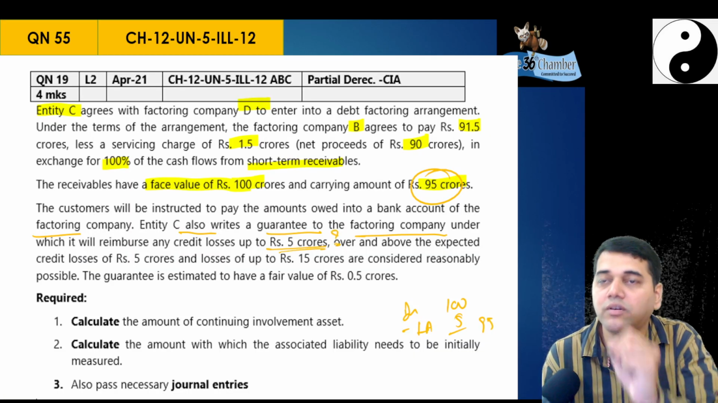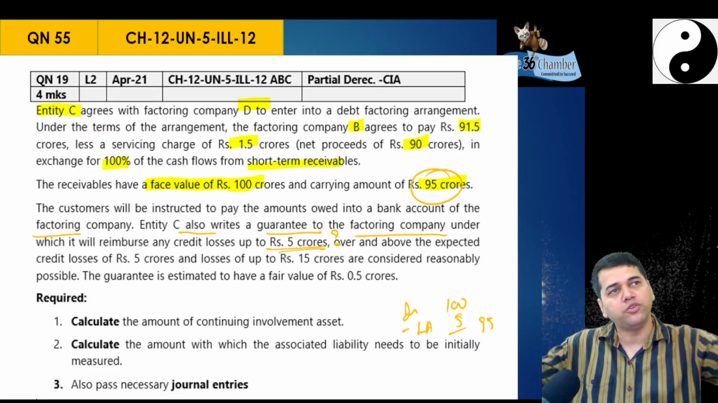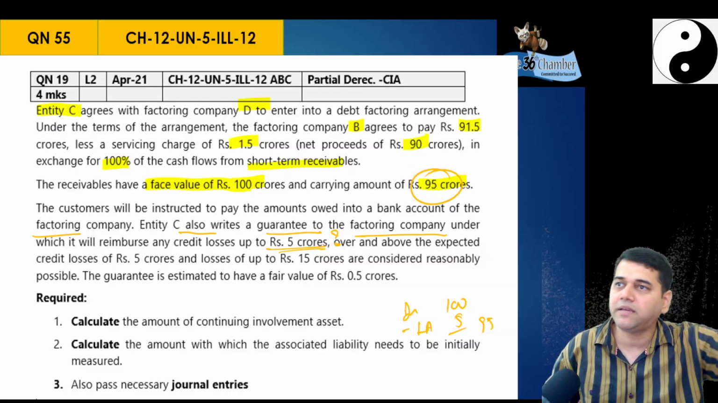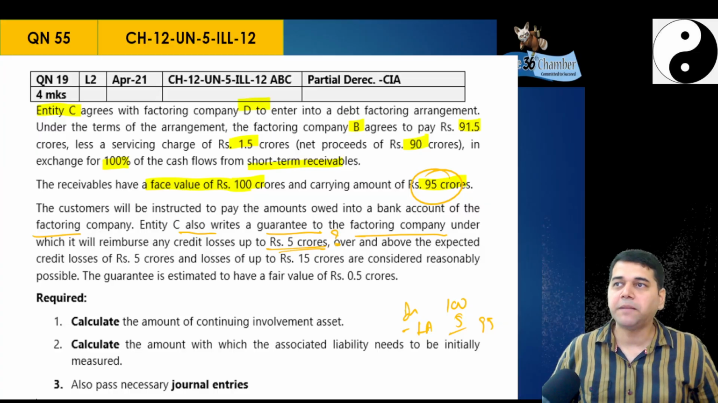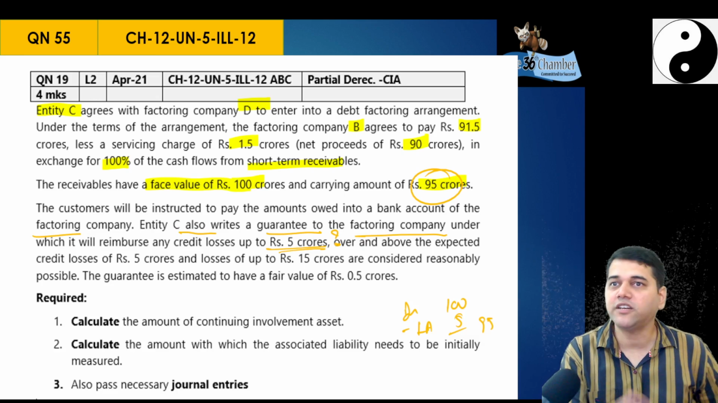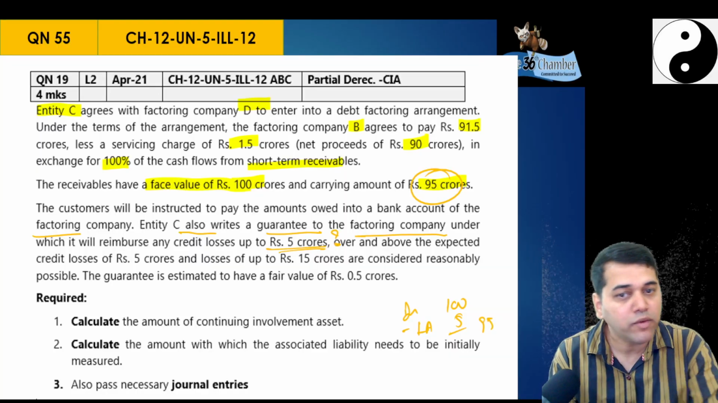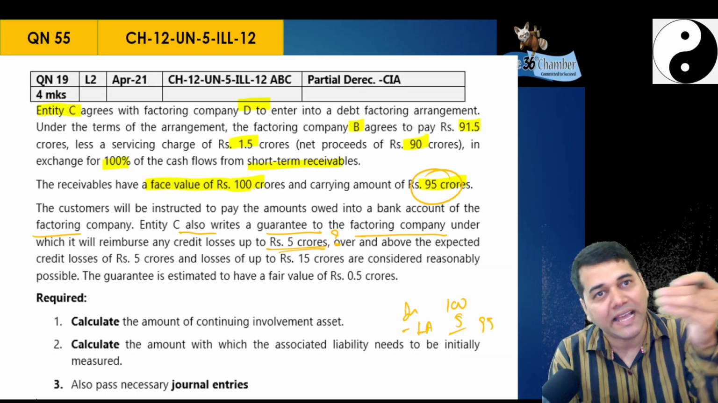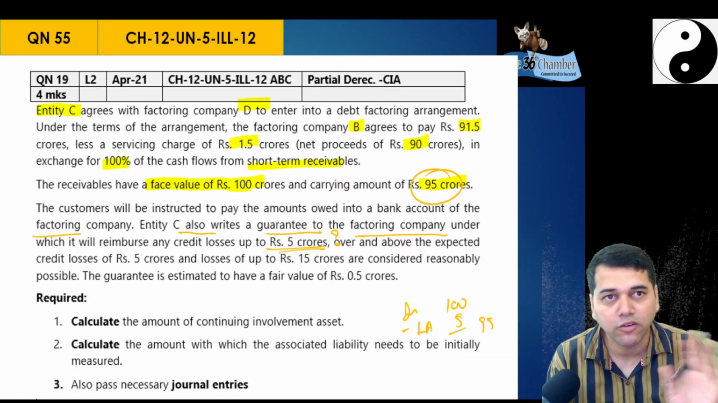Why was this required? If this was not required, I am done. I have sold to you, I have told my customer, go and pay them, settle, don't come back to me. I'll pass an entry: bank account debit 90, loss account debit 5, to debtors 95. Complete derecognition. But since I gave one guarantee, I am still associated with this. My headache is still not gone.